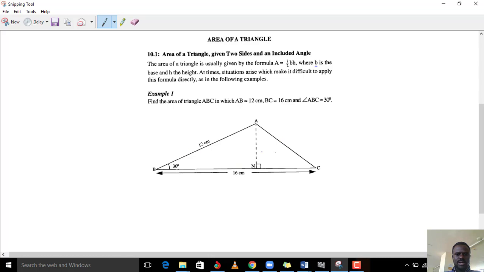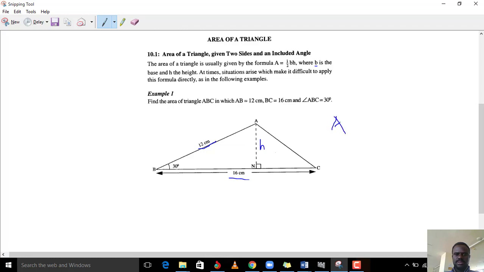So let us see how we can get the area of this triangle ABC in example 1. It is triangle ABC with the base BC, which is 16 centimeters. The height is not given. This is h. Then we have one of the hypotenuse, which is AB, and that is 12 centimeters. So let us see how we can get the height. That is the first thing, so that we can apply this formula.